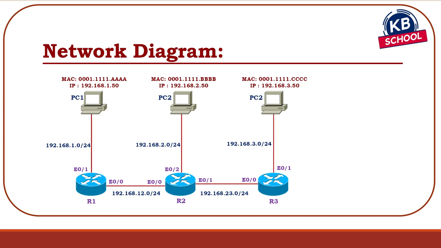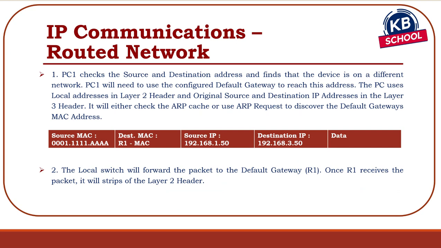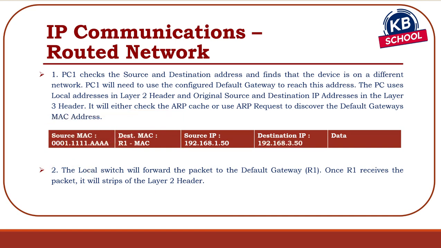R1 receives this frame. The first thing R1 will do is strip off the layer 2. So what it does, it says, oh, this frame was meant for what? For me, so it will take this part of the header and strip it. Once it strips it, it then looks at the destination IP address. Oh, it's not meant for me, it's meant for someone else. Okay?